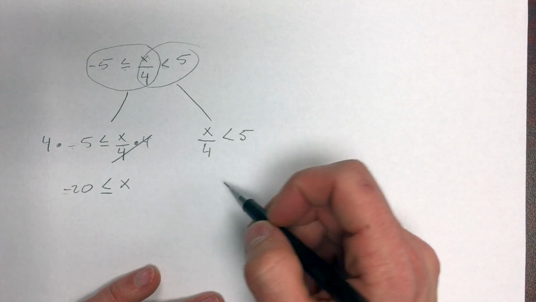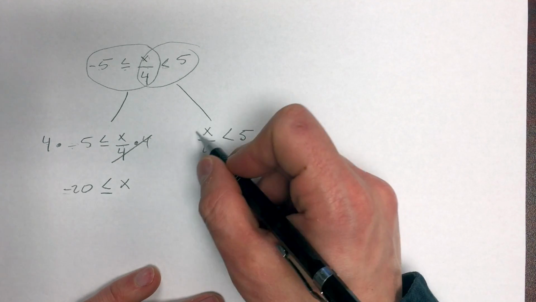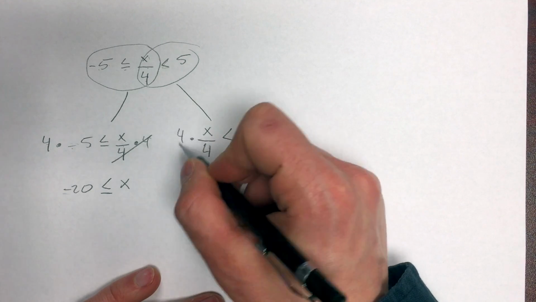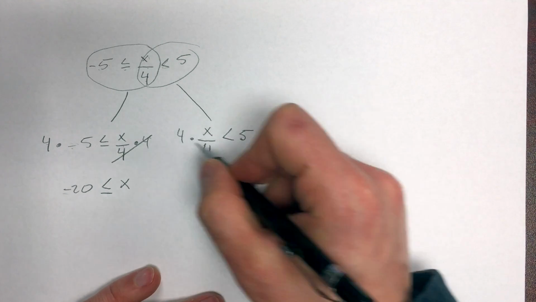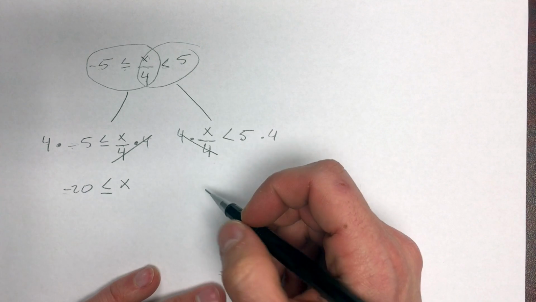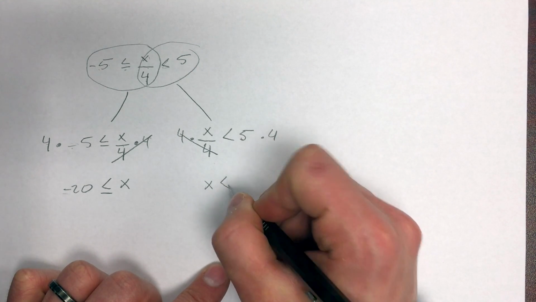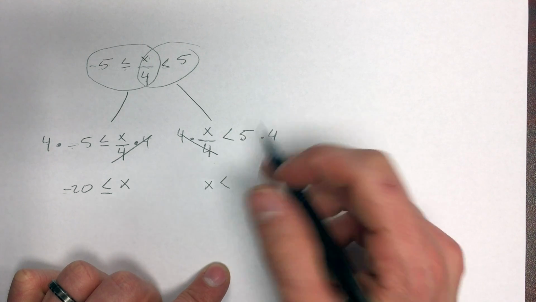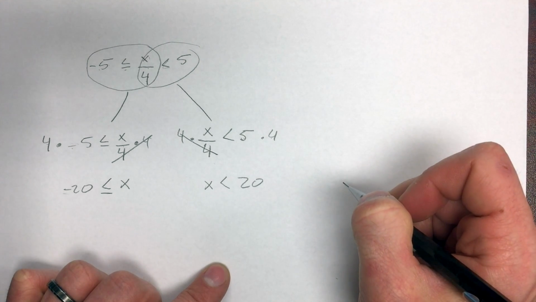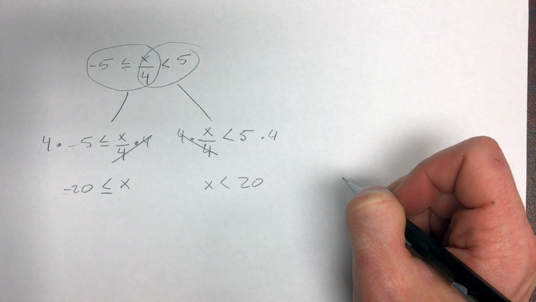Now let's look at this one over here. Same inverse operation as before. Multiply by 4 on each side. That 4 cancels out with that 4. All right, and then we're left with x is less than 5 multiplied by 4, which is 20. And then we can graph.